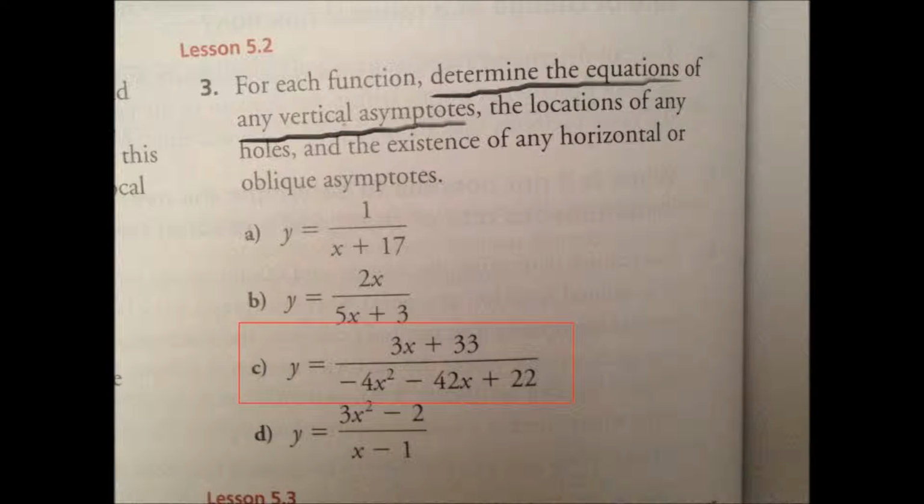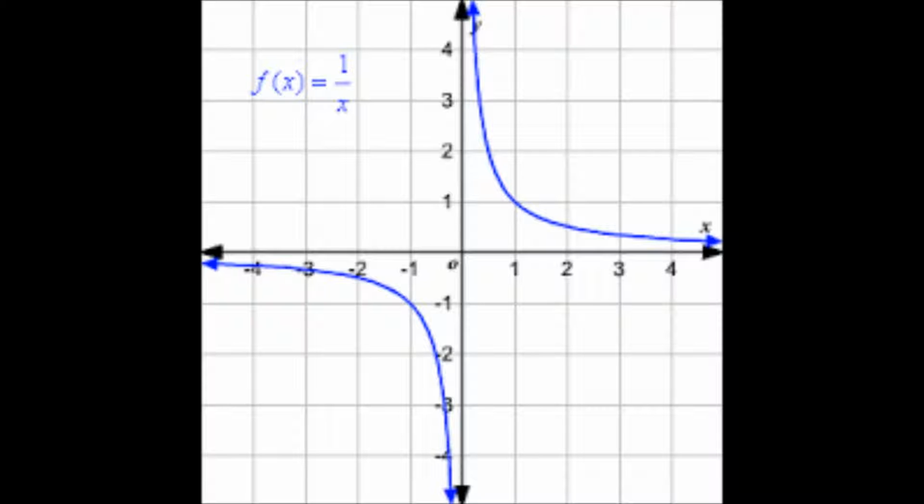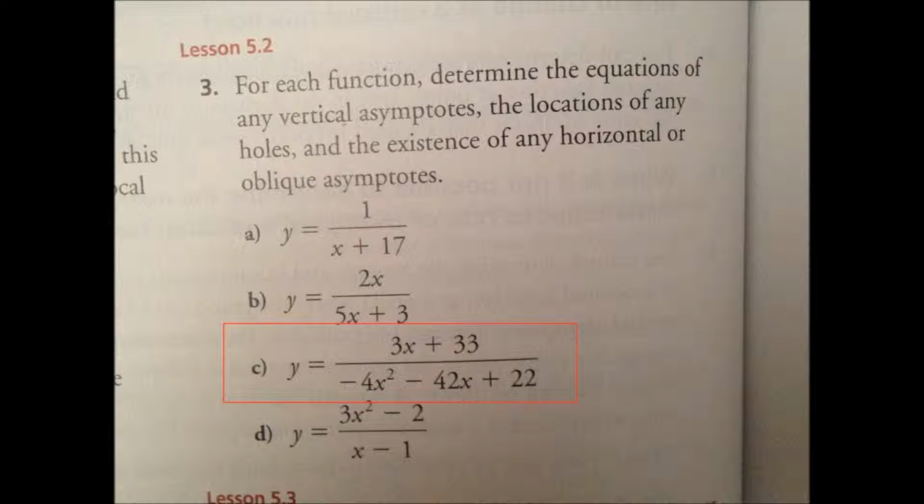The question states, for each function, determine the equations of any vertical asymptotes, the locations of any holes, and the existence of any horizontal or oblique asymptotes. Based on reading this question, we know that this is material from Unit 3, Graphing Rational Functions. In question 3c, it says y is equal to (3x + 33) over (-4x² - 42x + 22).